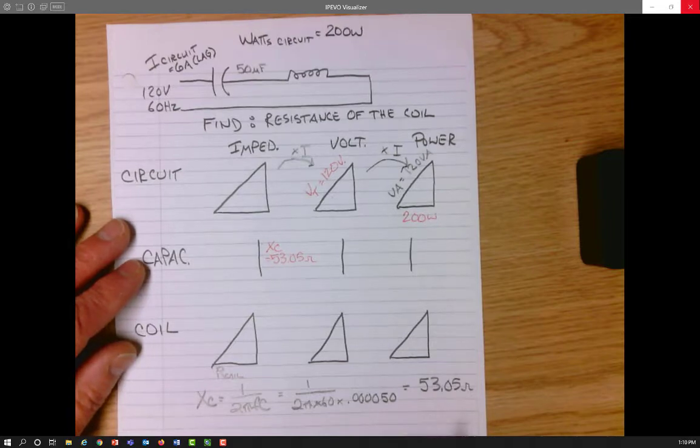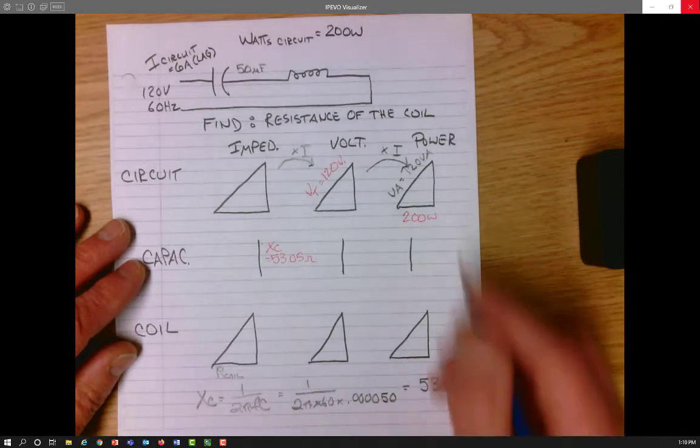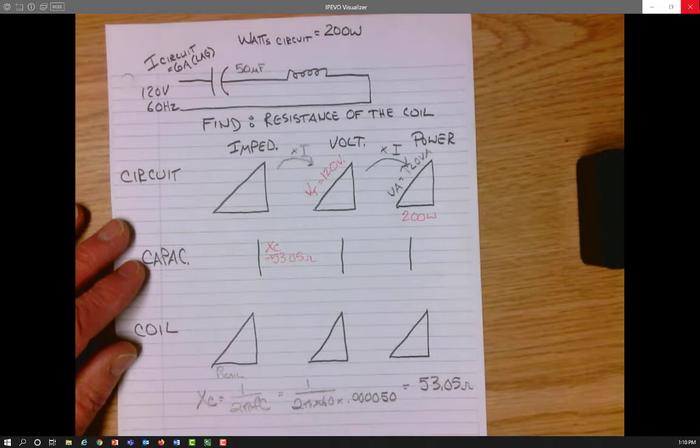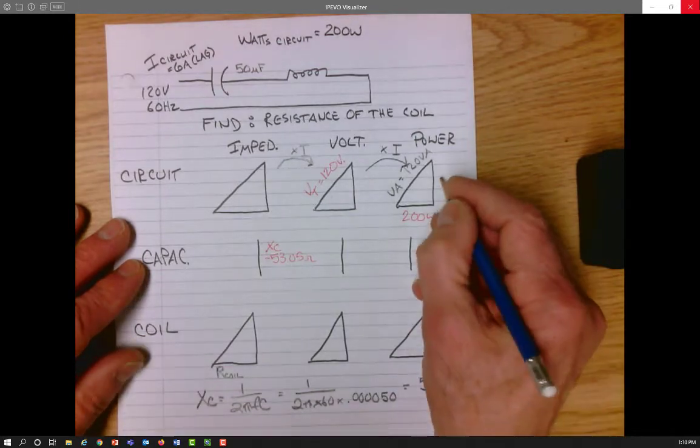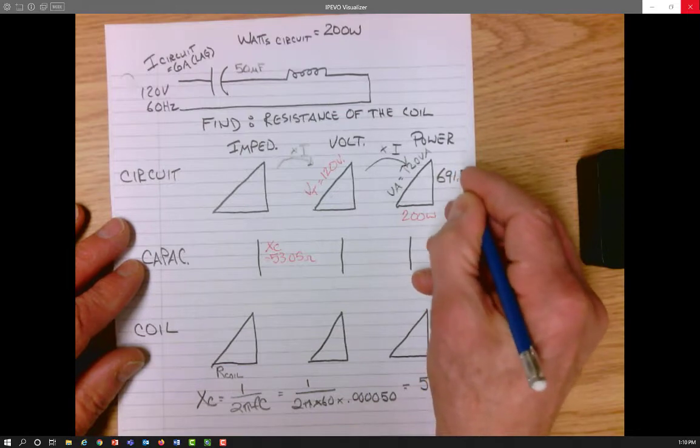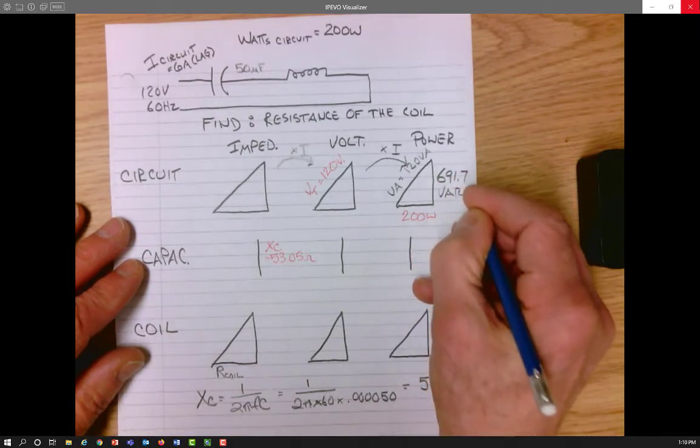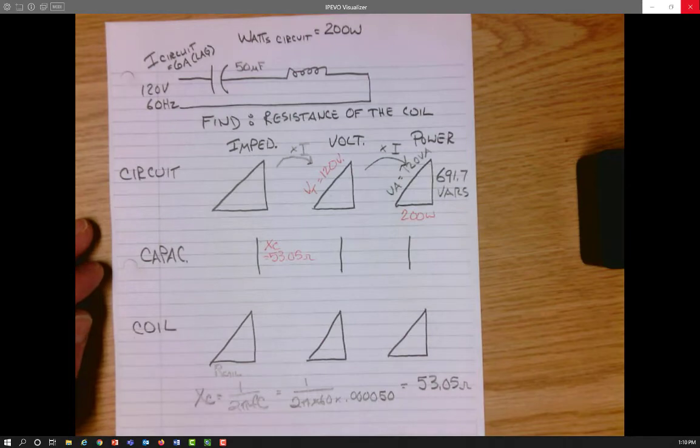The VARs would just equal the square root of the volt amps squared, 720 squared, minus the watts, 200 watts squared. And that would give me, when I figured that out before, 720 squared minus 200 squared, square root of that, 691.7 VARs was what I got.